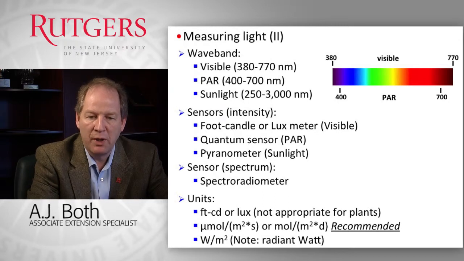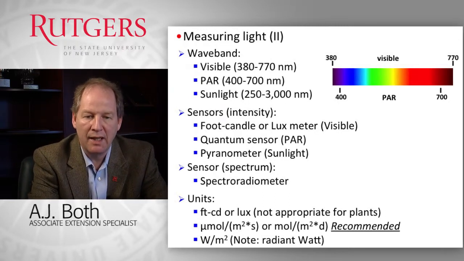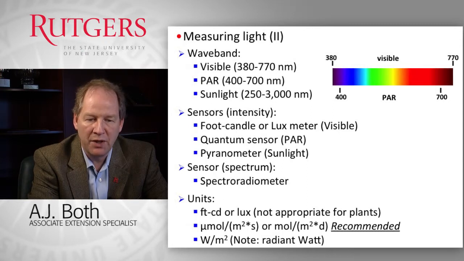I mentioned differences between wavebands. So the visible light has a slightly wider waveband than the photosynthetically active radiation waveband. And then the sunlight is even larger than that because sunlight also includes UV radiation as well as infrared radiation or heat radiation. So we use different sensors to measure these different types of light. We use foot candle meters and lux meters for visible light. We use quantum sensors for the photosynthetically active radiation. And we use pyranometers if we want to measure sunlight, including UV and infrared radiation.